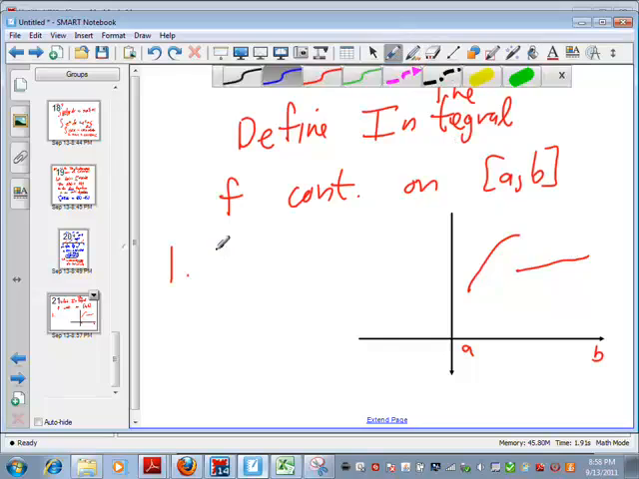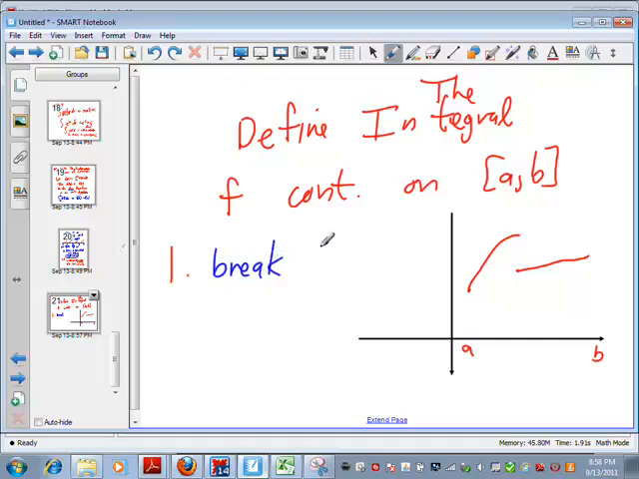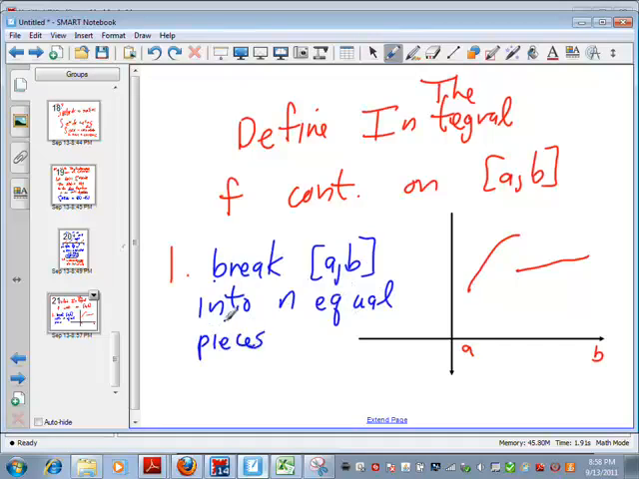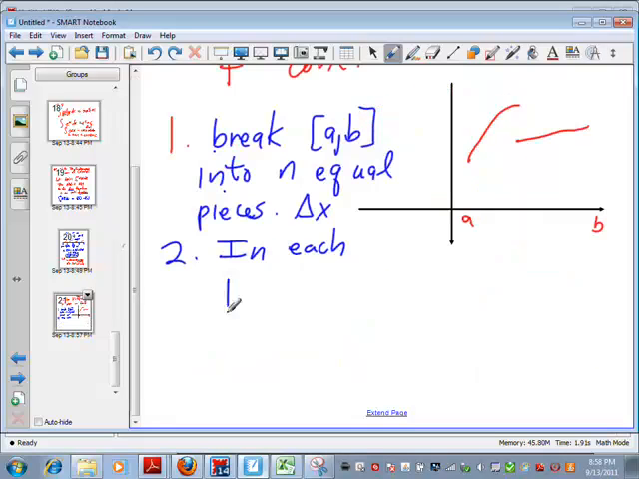All right, so you break the interval A to B into n equal pieces. Again, we agreed that it has to be equal. Do they have to be equal? No. In equal pieces of length delta x, and in each piece pick a place x where the height is to be taken.